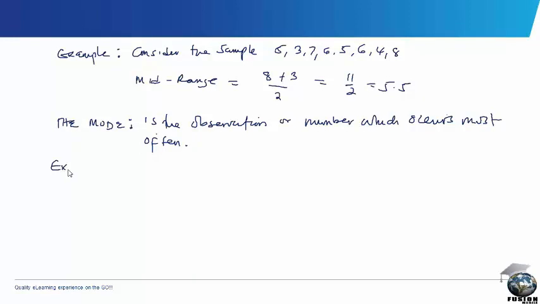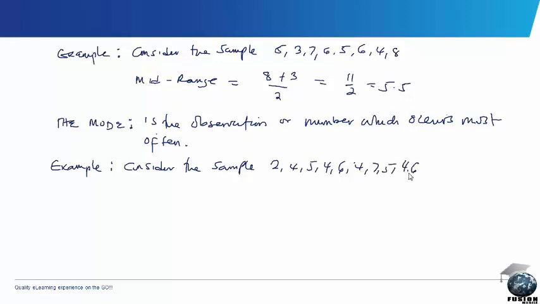For example, consider the sample: 2, 4, 5, 4, 6, 4 again, 7, 5, 4, and 6. Just look at the numbers there. You find that there are repeated occurrences: 4 occurs 1, 2, 3 times, 5 occurs 2 times, and then a 4th time you have 4. If you want to group them according to frequencies and the numbers.